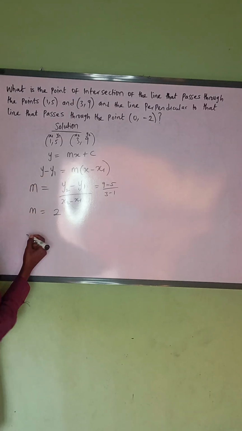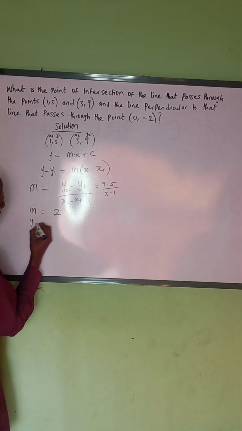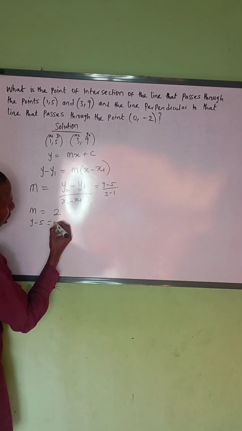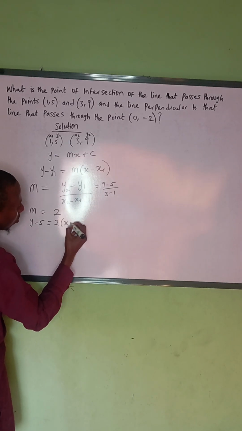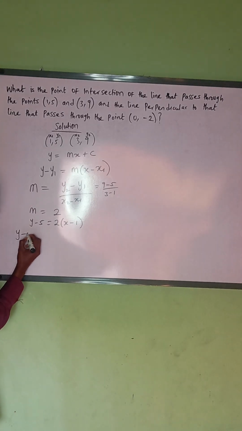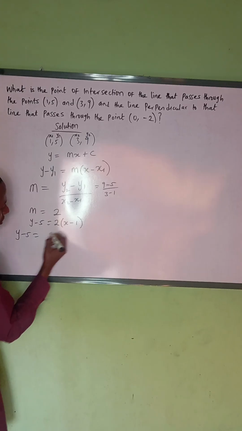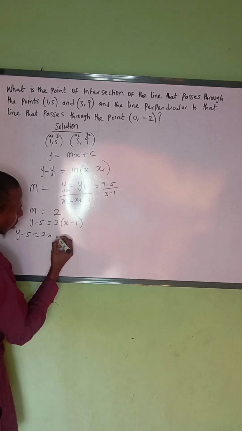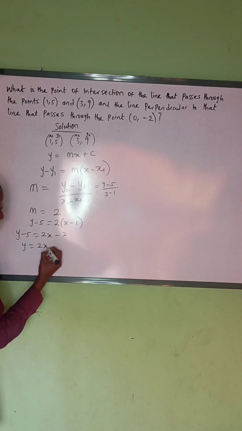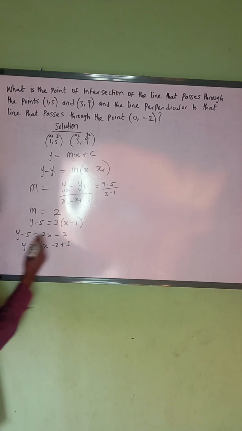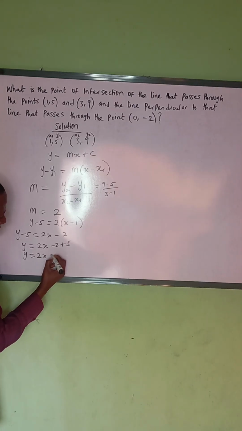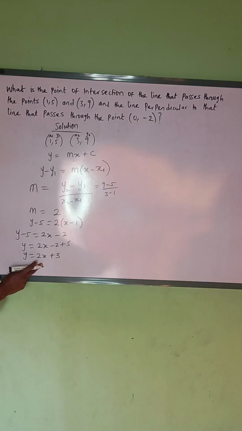Now let's come back to the equation. So let's substitute y minus y1, which is 5, equal to m, which is 2, into x minus x1, which is 1. So now let's expand. y - 5 will now be equal to 2 times x, 2x, 2 times -1, that's -2. Now y will be equal to 2x - 2 + 5. If this -5 comes here, it becomes plus. So y will now be equal to 2x + 3. This is the first equation of the line.